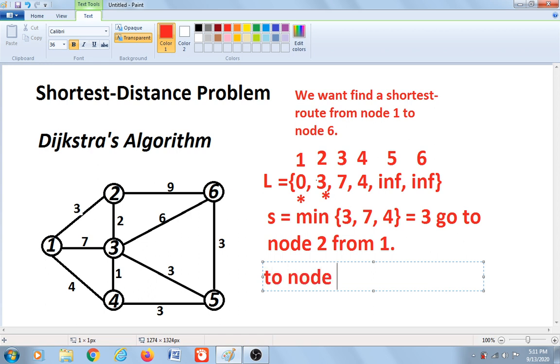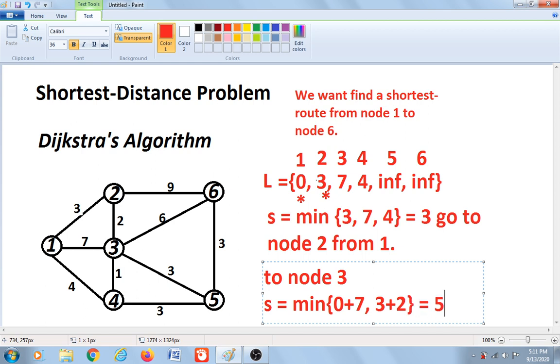To node 3. Okay. To node number 3, we can go from node number 2 and from node number 1. And the distance should be, what? From node number 1, it is 0 plus 7. And then if we go from node number 2, here we have 3, so 3 plus 2, and that is 5. Okay.